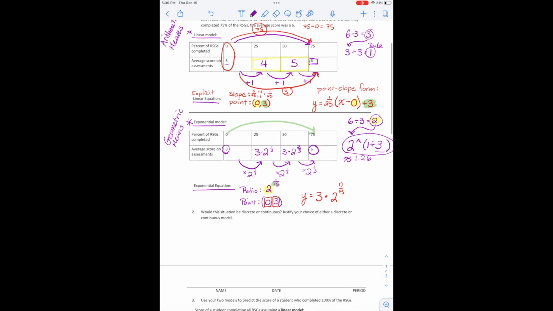Now, question 2 asks us to think about what would happen if it were a discrete or continuous relationship. Thinking about RSGs, I'm able to decide that I can't complete an RSG if it's not done. So if it's not done and turned in, it's not part of the domain. So this is going to be a discrete model. Other things, like time for your input, would be continuous, since time always is moving.